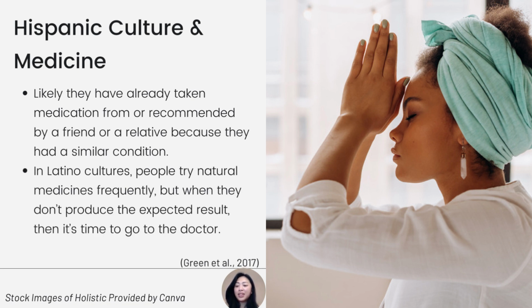Additionally, I have found that a lot of the individuals generally prefer a more holistic and natural approach to medicine. So when it comes to getting medicine or visiting a doctor, it is likely that they have already taken medication from or recommended by a friend or a relative because they have a similar condition. And in Latino cultures, people try natural medicines frequently, but when they don't get the expected results, then they go and see a doctor.